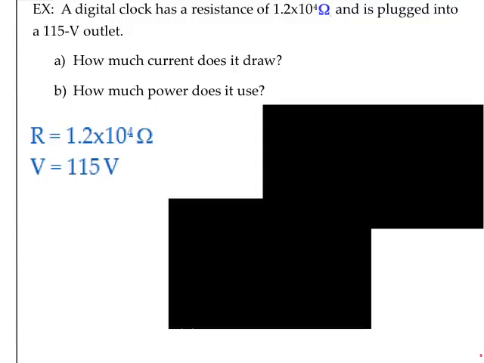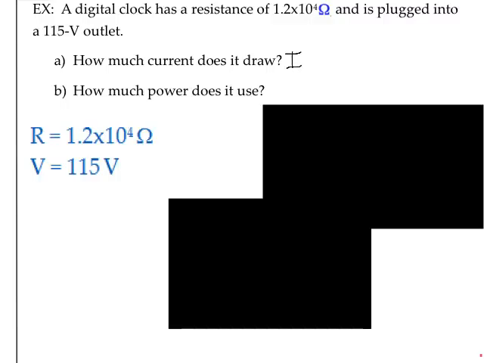So I have one example problem for you. I think it's pretty simple enough, so we're going to go ahead and do this one together. You shouldn't have any questions about it. We are given a digital clock, and it has a resistance of 1.2 times 10 to the 4th ohms. It's plugged into a 115 volt outlet. So these are the variables that we know, and we're looking for the current.